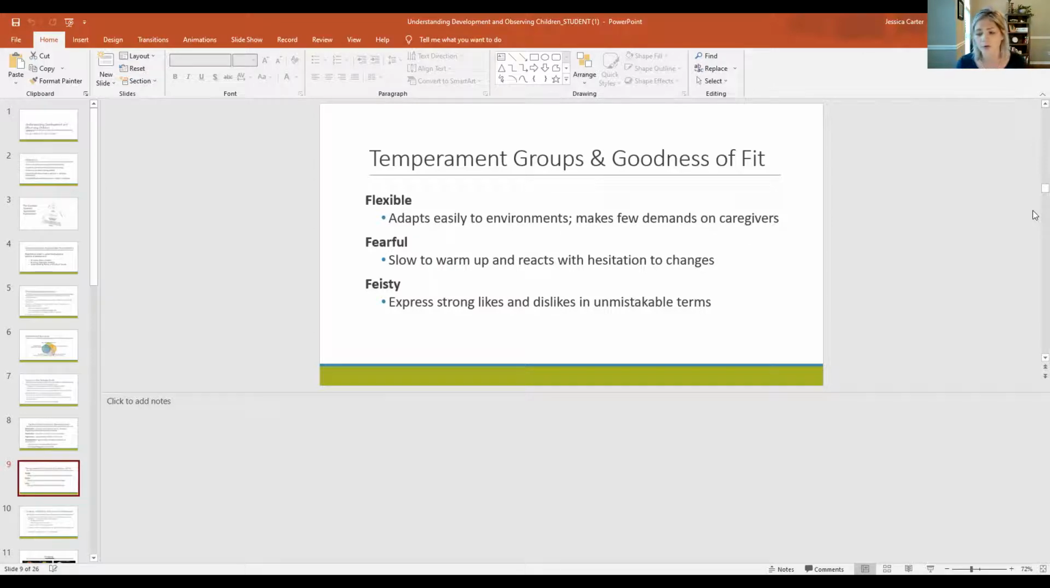So when you think about these three groups, how would you describe your own temperament? Can you clearly see how you fit into this model? Are you generally flexible, easygoing, cheerful? Do you tend to get upset with changes in your routine or have strong reactions to things that happen?